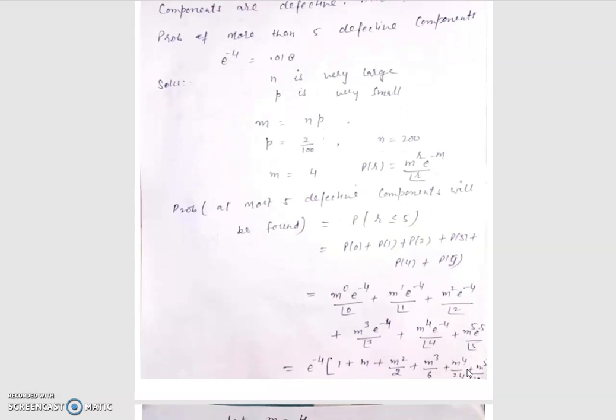Then taking e^(-4) outside the bracket, this is 1 plus m upon 1 plus m squared upon 2 plus m cubed upon 6 plus m^4 upon 24, and in the last m^5 upon 120. We will solve this. Substituting m equal to 4, this value is 0.7715.